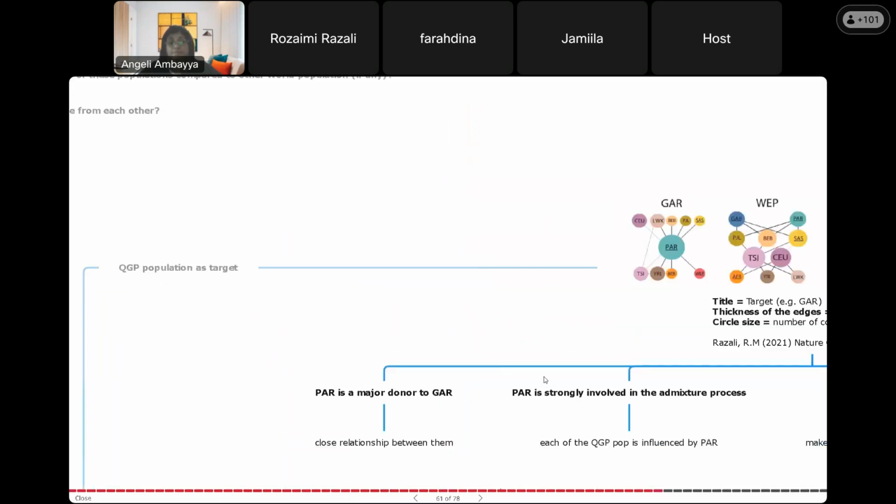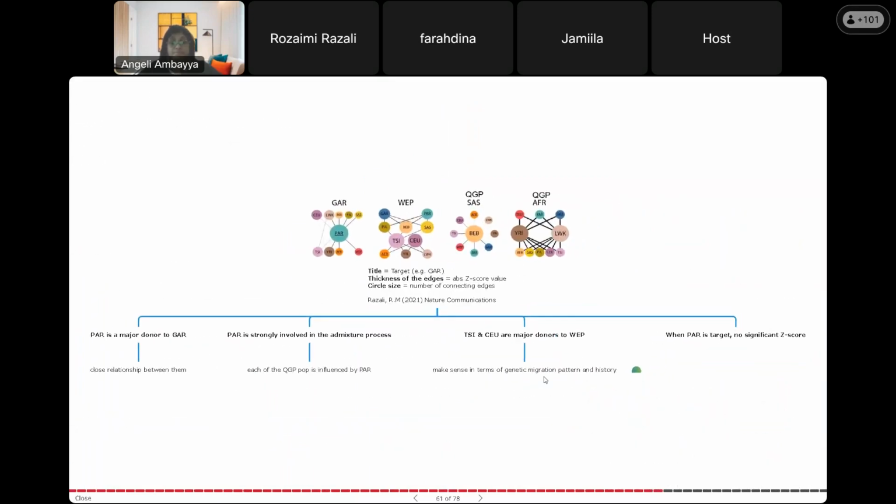So we look at the first one. When we compare the contribution of QGP genome into the world population, we notice that PAR, the Peninsula Arab, the GA, the blue, and the WEB, the red group, played a key role in shaping the genetic ancestry of the world population. What you see on the top here are the targets. For example, for GA, the major contributor in terms of the genomic fraction is the Peninsular Arab.